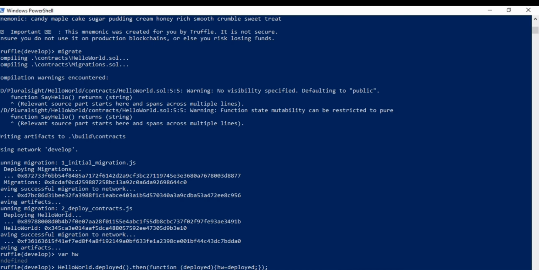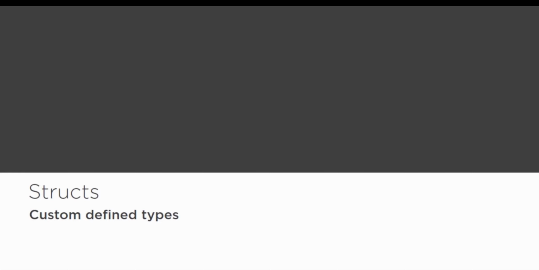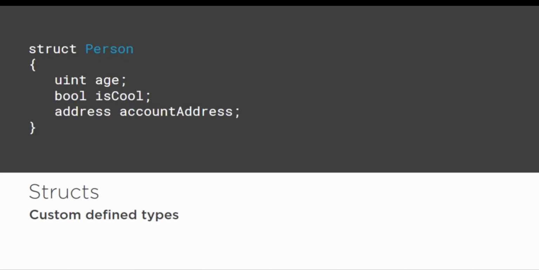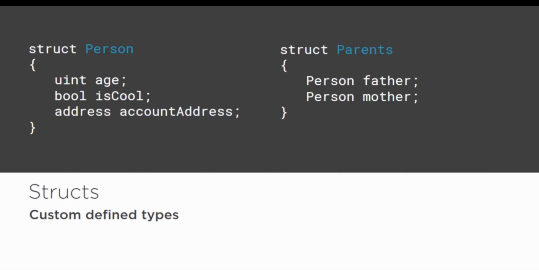So, let's return to the slides for a while to see what else we can do with smart contracts. Let's spend some time looking into more details of Solidity. We start with structs. Structs are custom-defined types that can group several variables, like in the example here, where we are defining some variables on a person structure. Structs can also contain other structs, like you would expect.